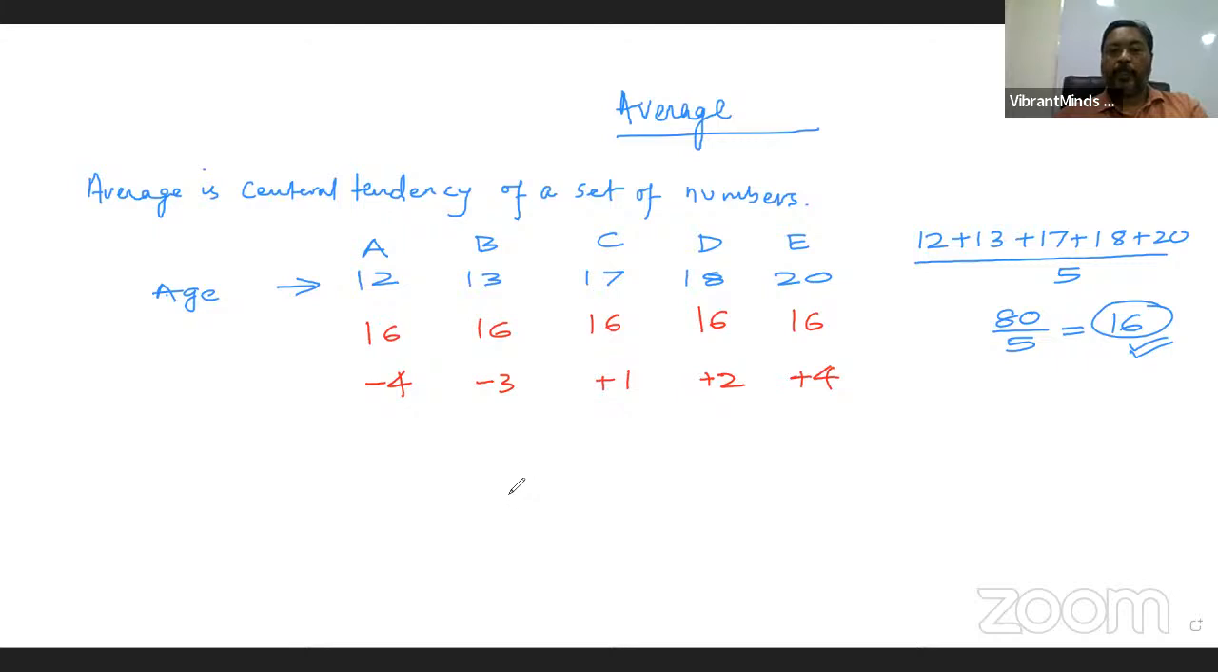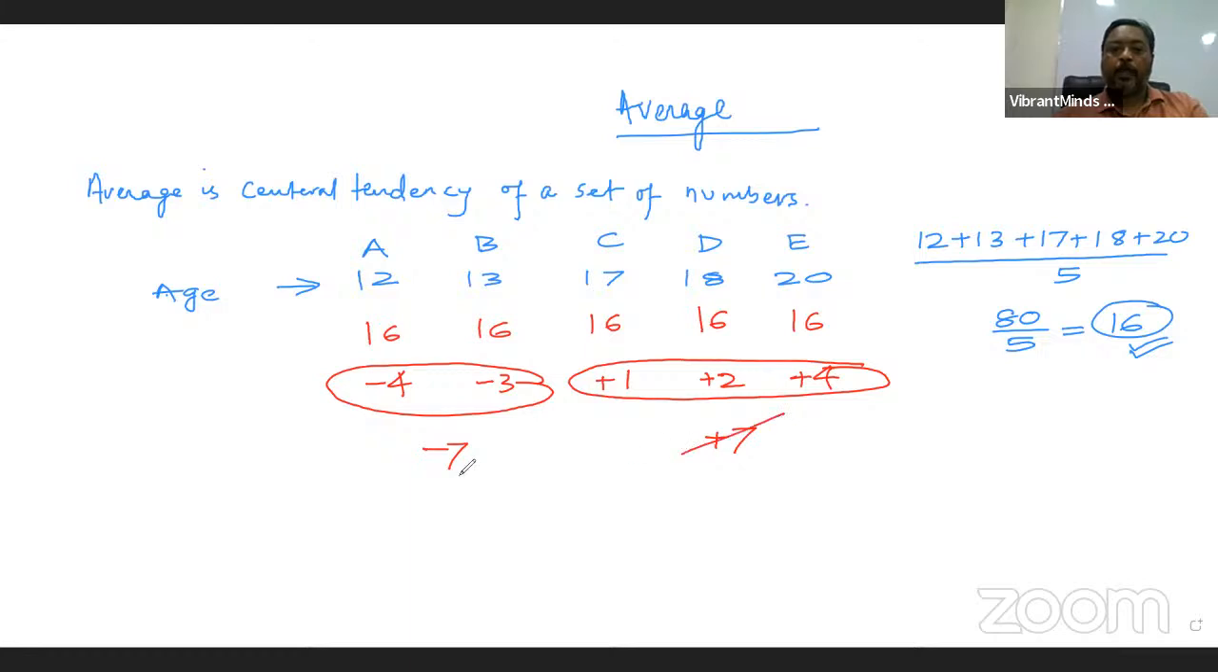Isn't it, guys? Now see, the overall negative is -7. The overall positive is +7. So can I say the deviation is 0? The deviation here is 0. Are you getting it? Is it okay? If you are understanding this, please give a thumbs up.